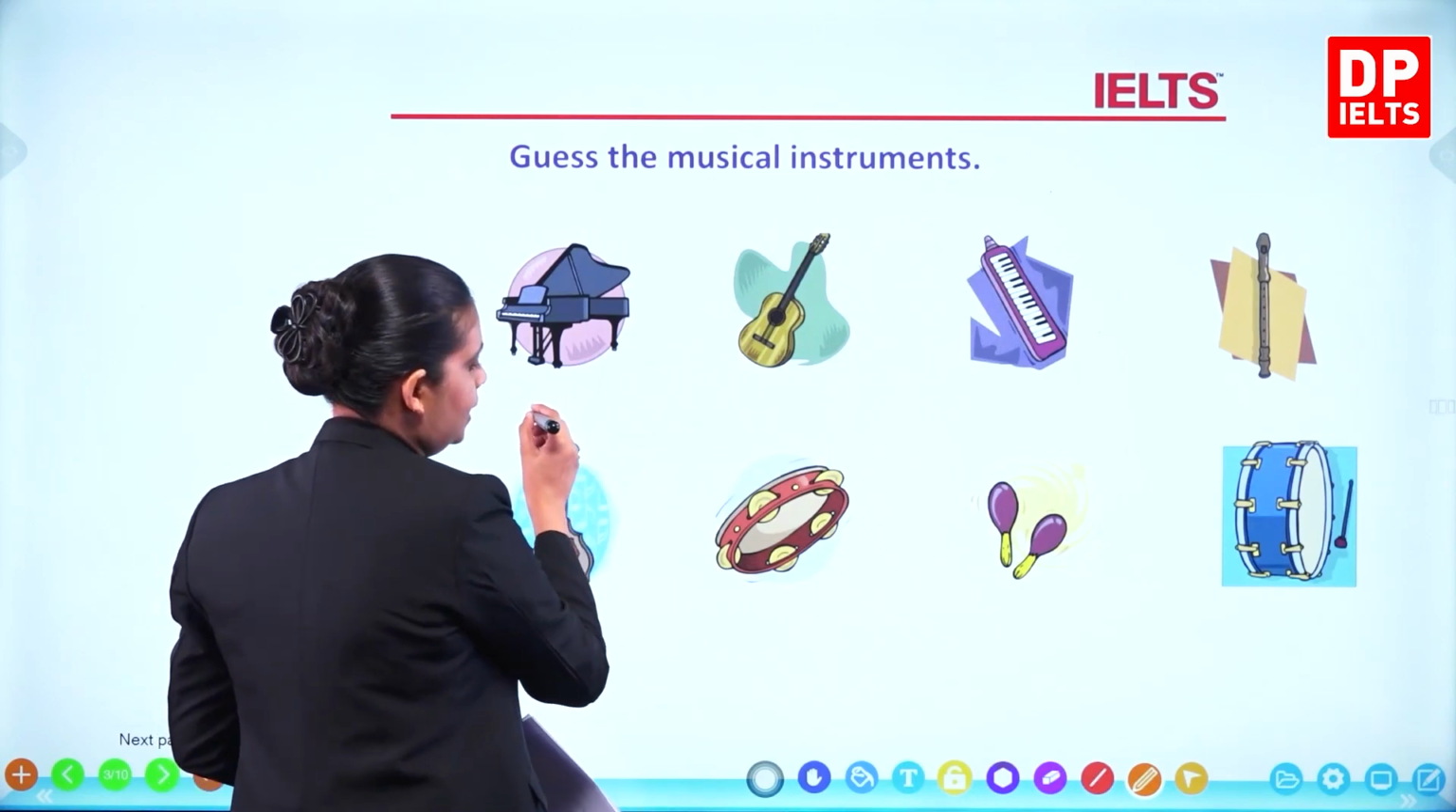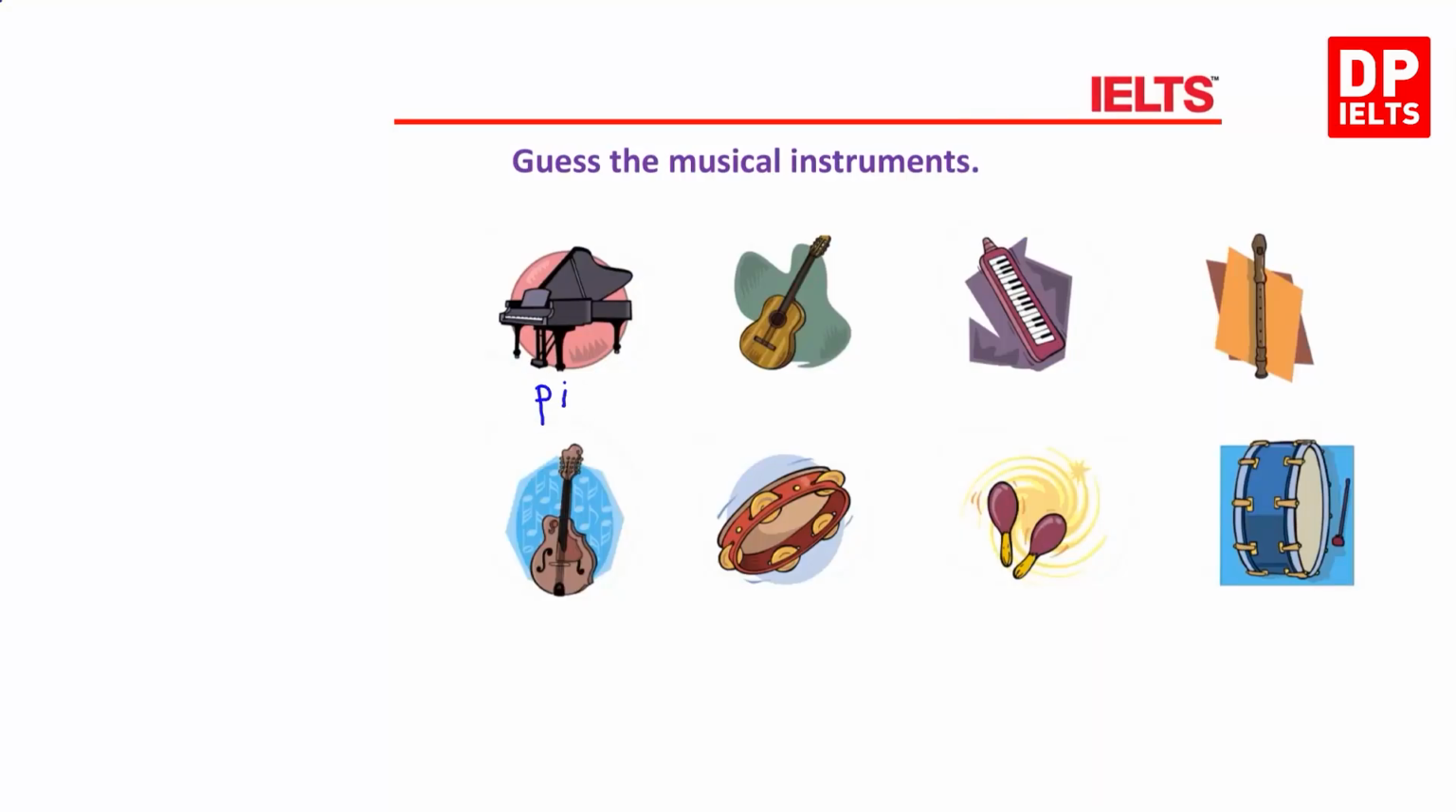The first one is piano. Some people call it piano, right? But it's a piano. Next one is a guitar. Third picture is melodica. Fourth one is flute. Next one is mandolin.